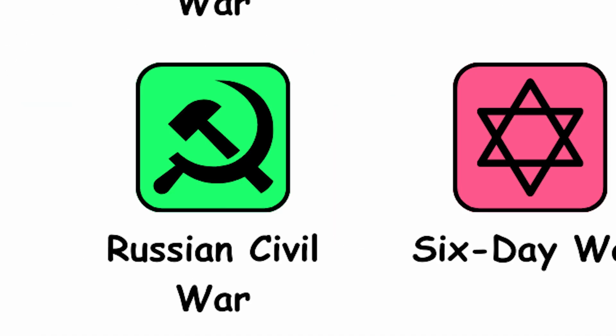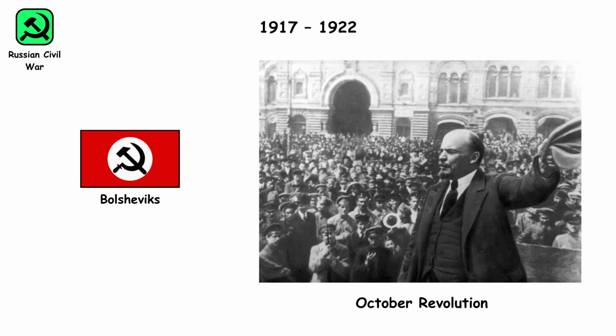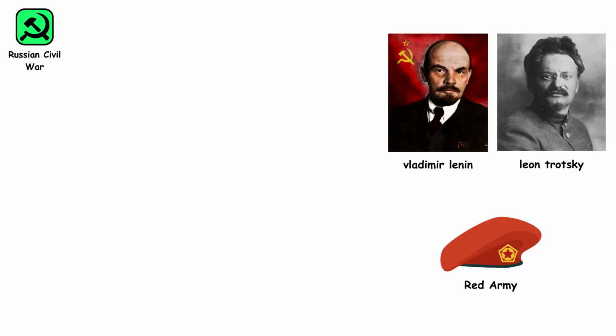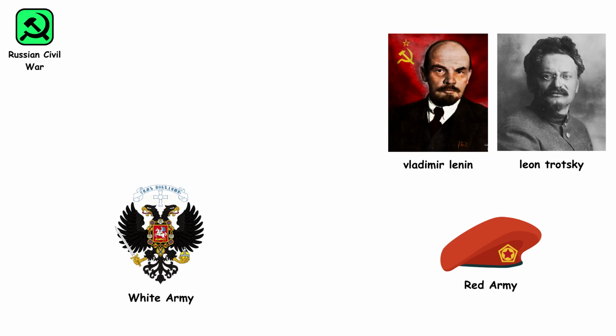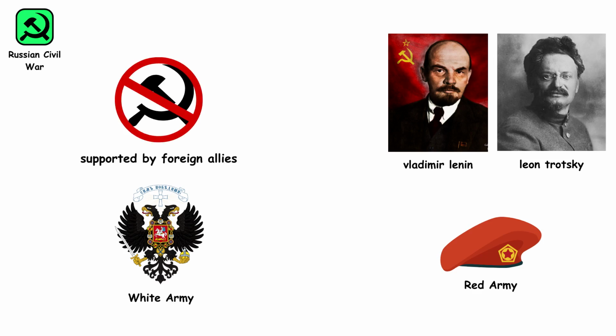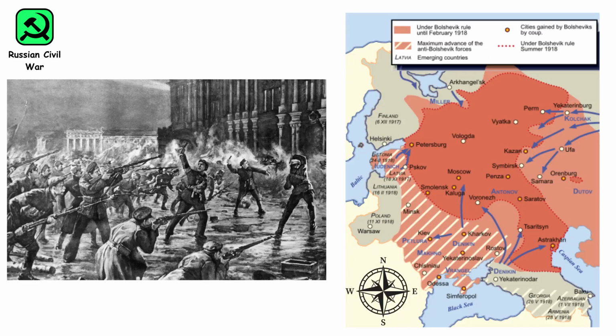Russian Civil War, 1917–1922. The Russian Civil War erupted after the Bolsheviks seized power in the October Revolution. The conflict pitted the Red Army, led by Lenin and Trotsky, against the White Army, a diverse group of anti-Bolshevik forces supported by foreign allies. Battles raged across the country, with major confrontations on the eastern and southern fronts.